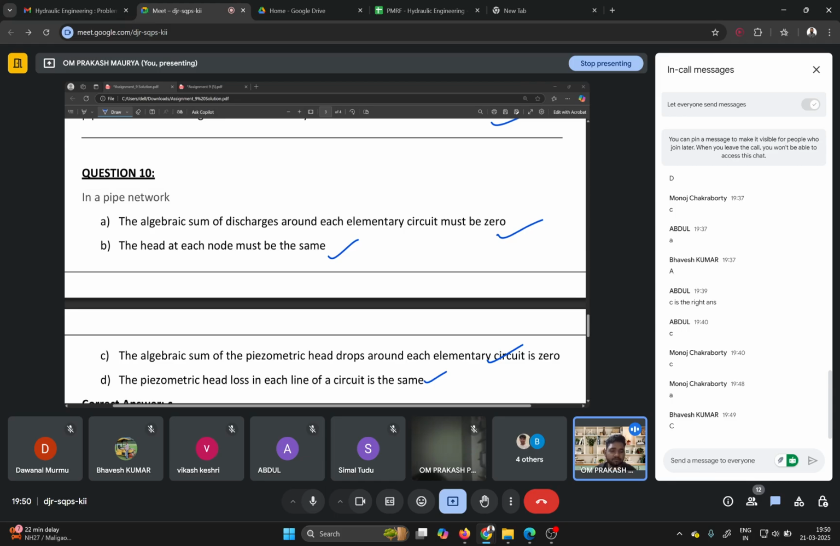I think in the previous NPTEL assignment today, we have solved this question, but the question was in a different way. Here the option is in a different way. Okay, Abdul is telling A option, that is, the algebraic sum of discharge around each elementary circuit must be 0.